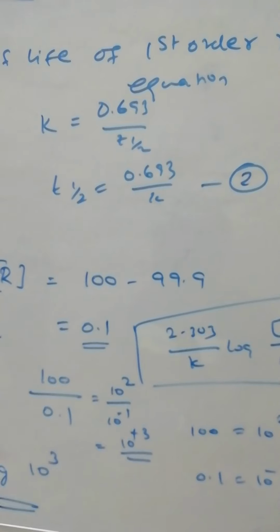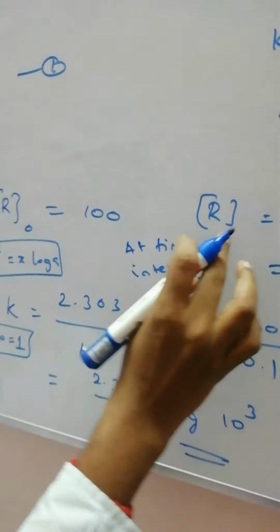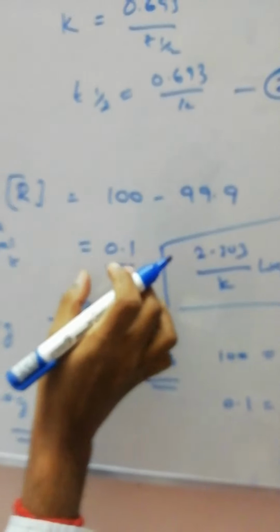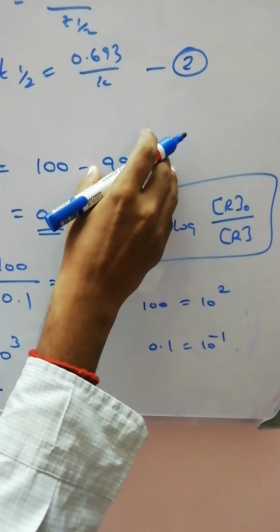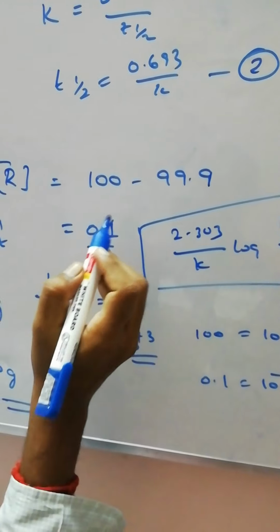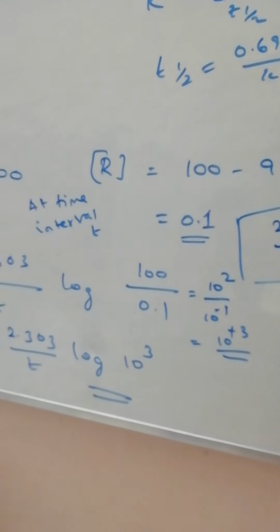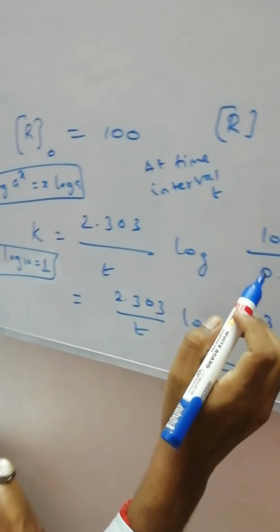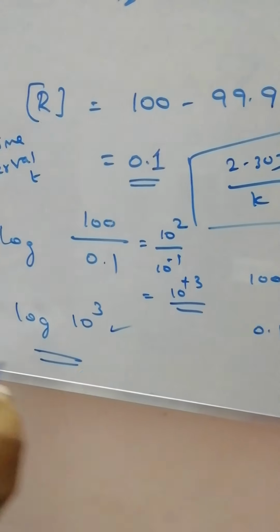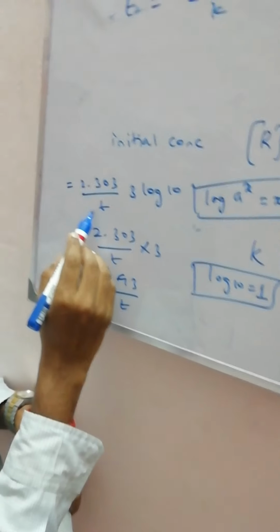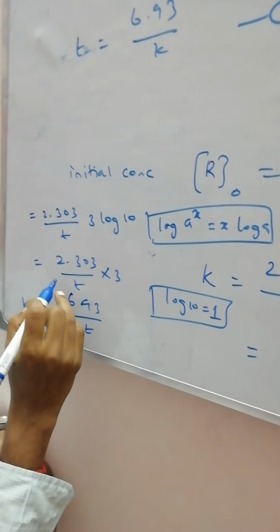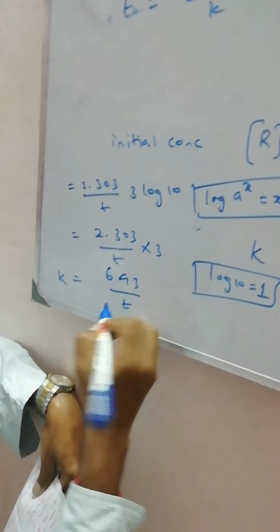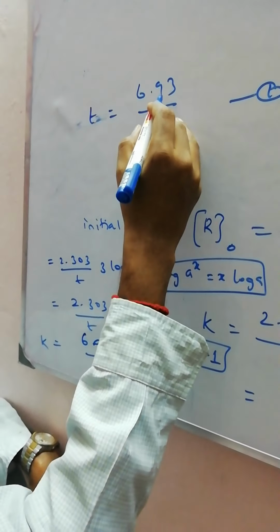Let us see the first. R0 equal to 100, R is equal to 100 minus the initial concentration minus the change in concentration. So that means 99.9% product formed, and the remaining reactant is 0.1 at a time interval T. K is equal to 2.30 by T log 100 by 0.1, you get 10 to the power 3. After that, simplifying, 2.30 by T into 3 log 10, which is 2.30 by T into 3. Multiplying this, you will get 6.93 by T. We can adjust the equation: T is equal to 6.93 by K.